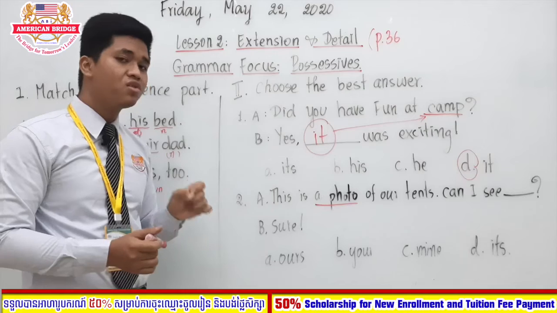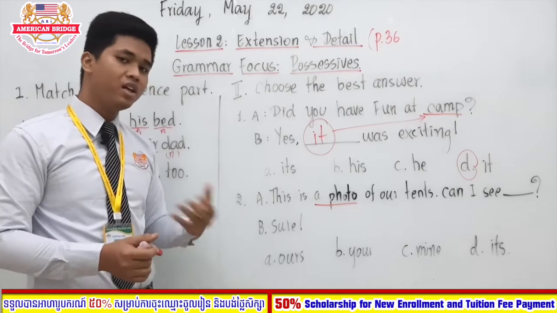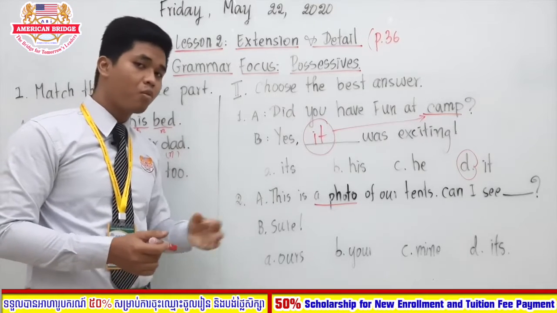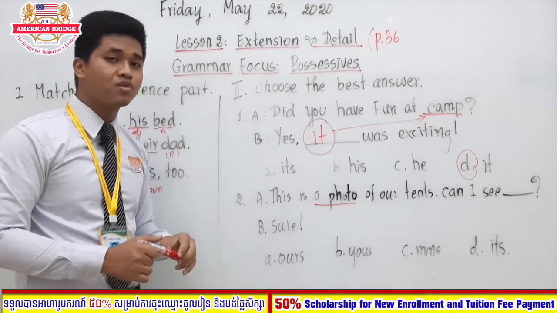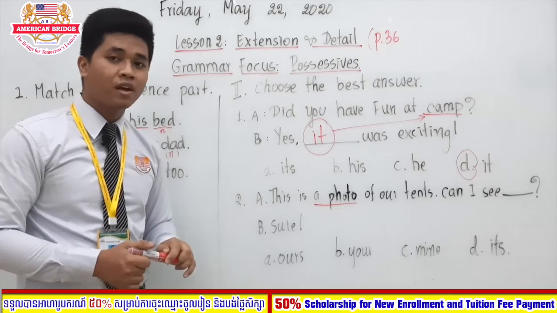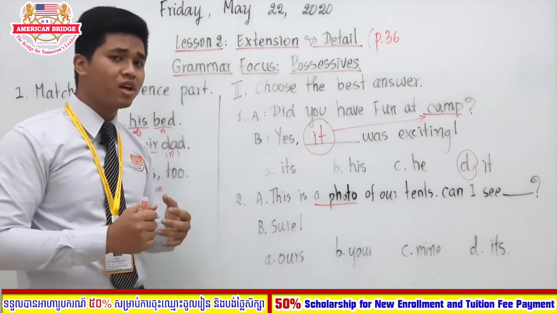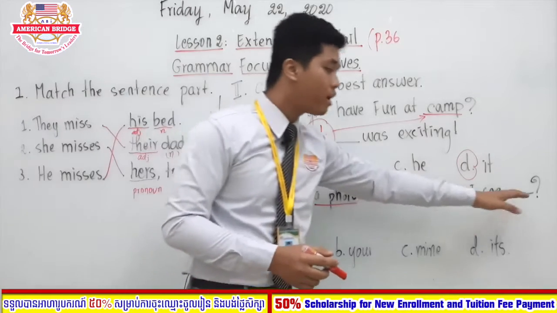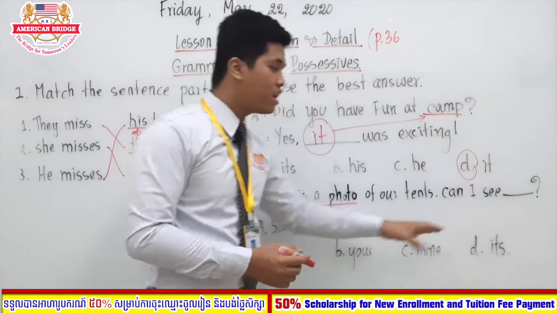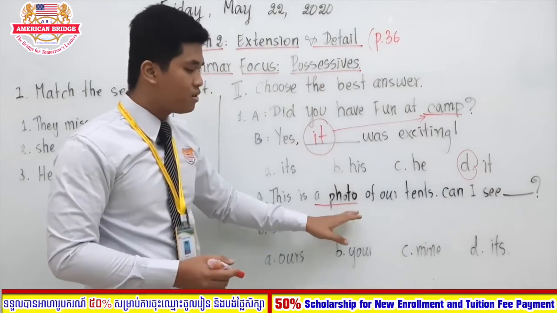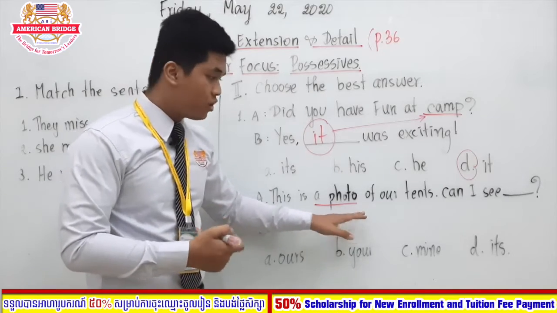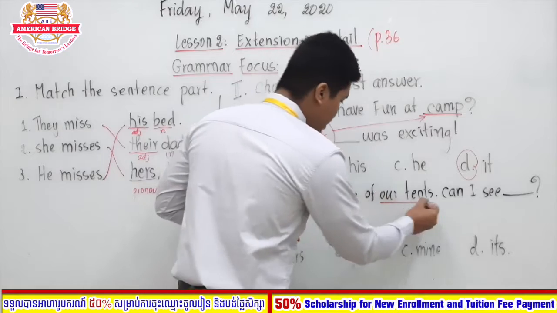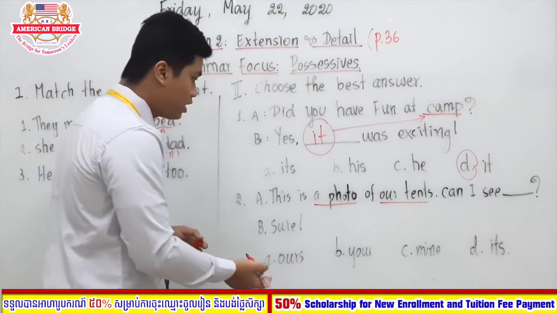because it is a possession. So we need to use a possessive. But here, possessive adjective or possessive pronoun? In this case, we need to use possessive pronoun. Why do we need to use possessive pronoun? Because there is no noun in the sentence. It's already clear. We use possessive pronoun to refer to a photo. So here we have a photo of our tent.